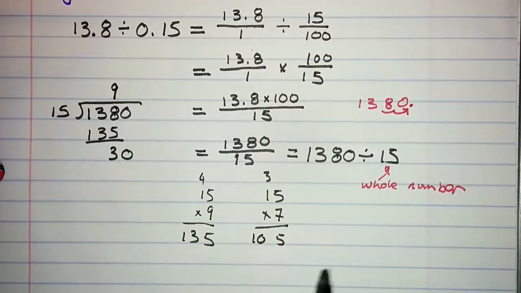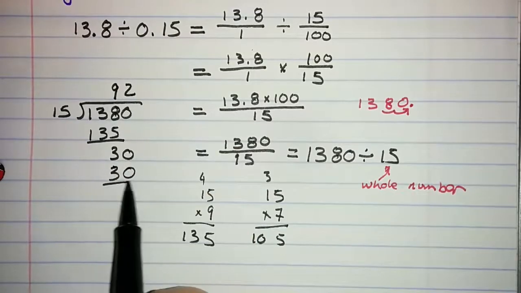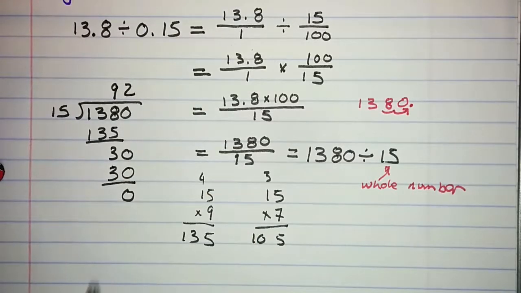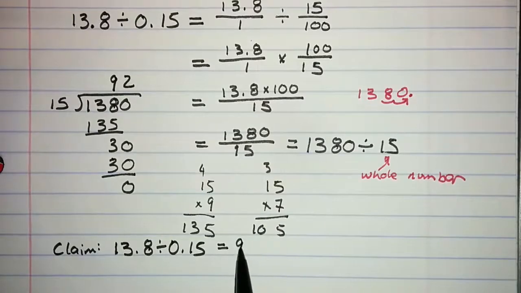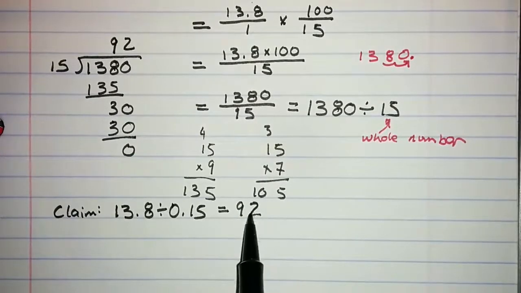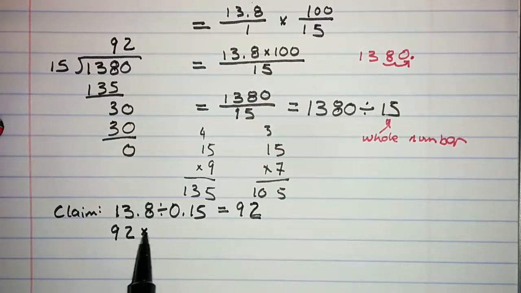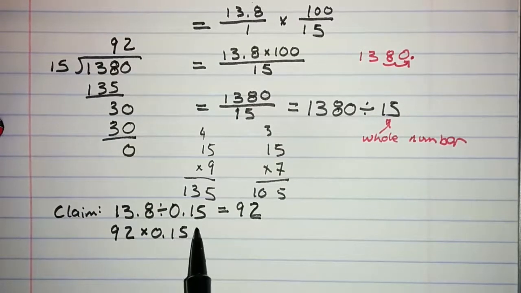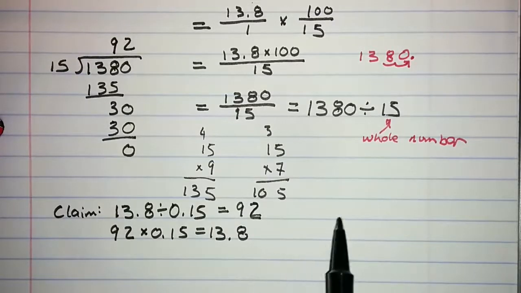3 left over, bring down the 0. 2 times 15 is 30. So we have nothing left. So our claim is that 13.8 divided by 0.15 is 92. If that actually worked, if the decimal point is in the right place here, it should be the case that 92 times 0.15 should be 13.8. Let's see if that works.